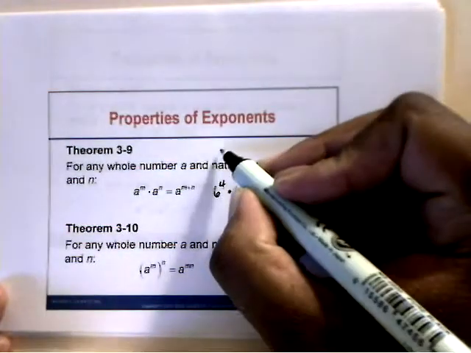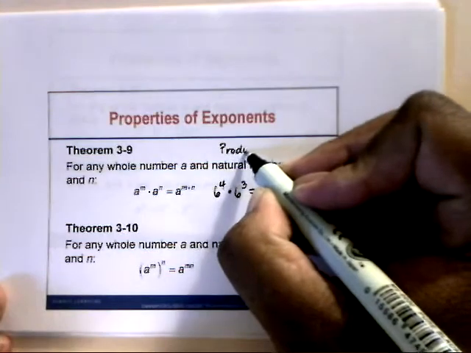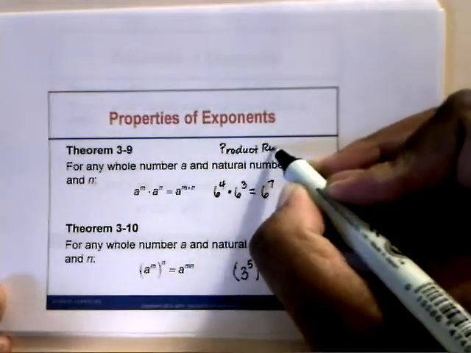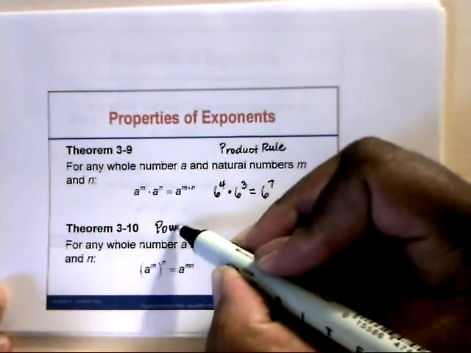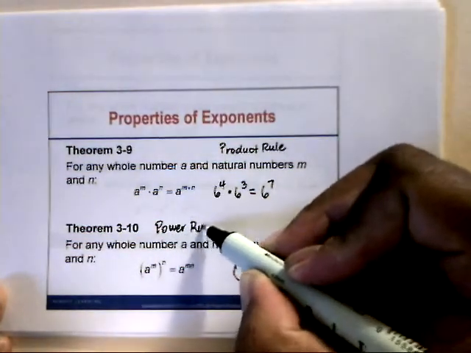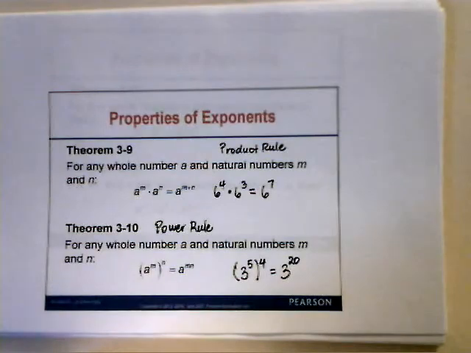Okay, so this theorem 3-9, that's the product rule for exponents. 3-10 is simply the power rule for exponents.